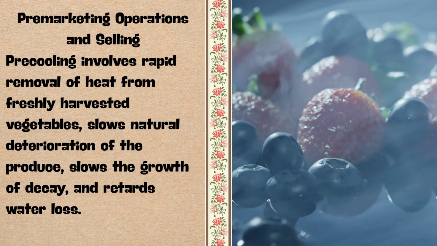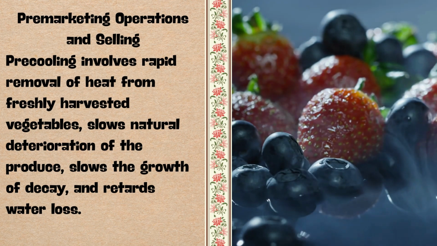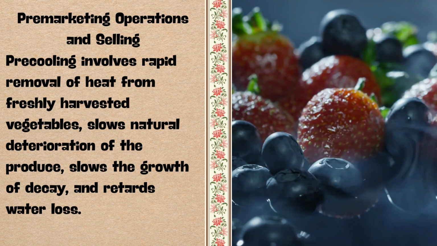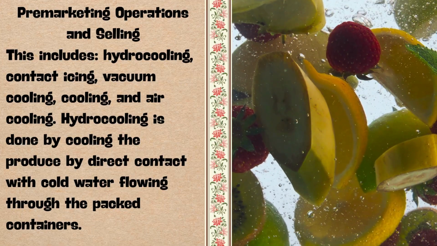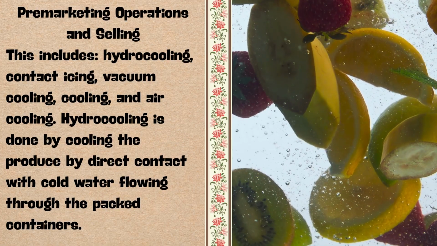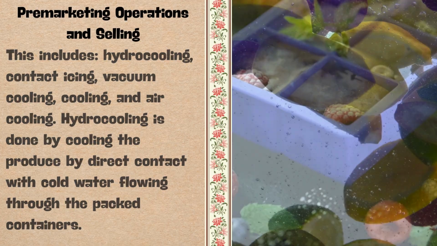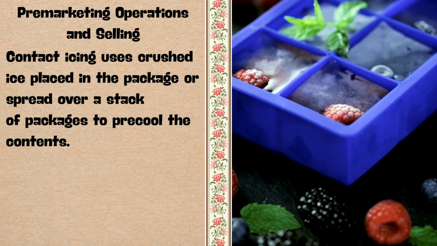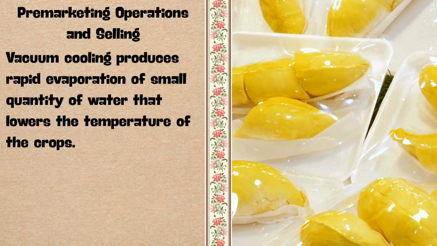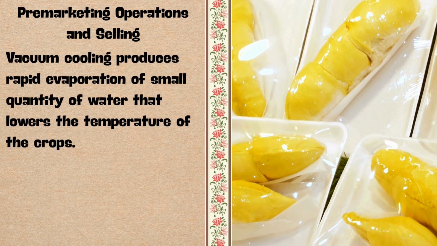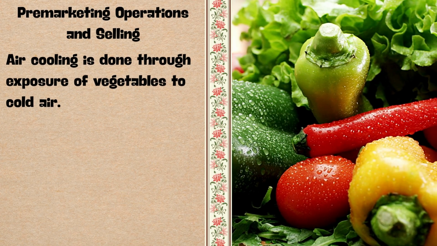Pre-cooling involves rapid removal of heat from freshly harvested vegetables, slows natural deterioration of the produce, slows the growth of decay, and retards water loss. This includes hydrocooling, contact icing, vacuum cooling, and air cooling. Hydrocooling is done by cooling the produce by direct contact with cold water flowing through the packed containers. Contact icing uses crushed ice placed in the package or spread over a stack of packages to pre-cool the contents. Vacuum cooling produces rapid evaporation of a small quantity of water that lowers the temperature of the crops. Air cooling is done through exposure of vegetables to cold air.